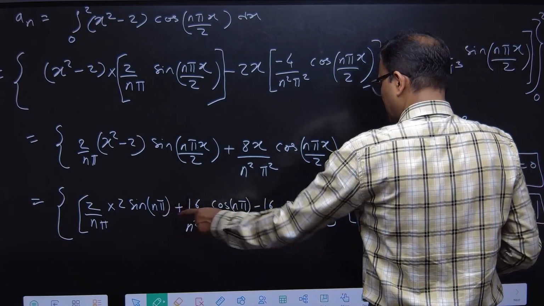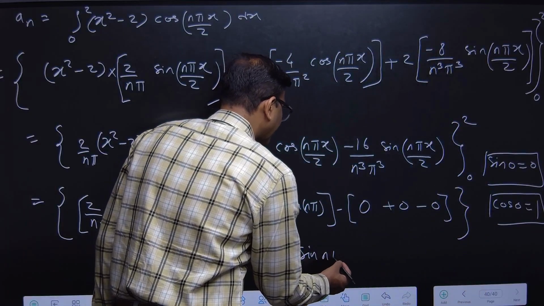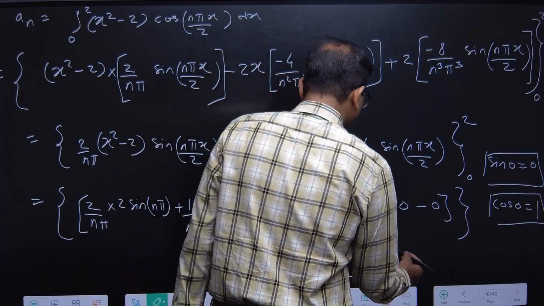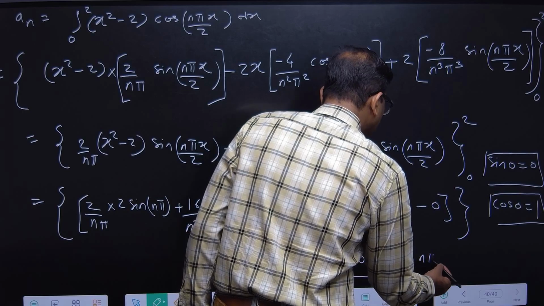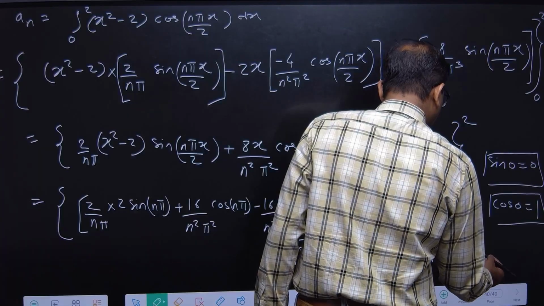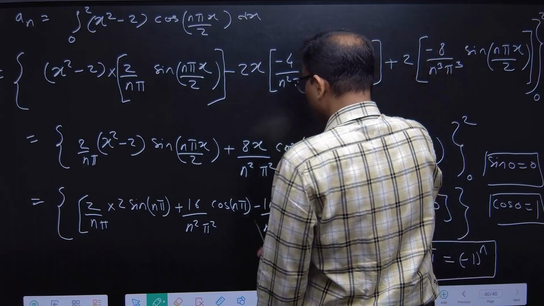These two terms of sine n pi, they will become 0. We know sine n pi is 0. Sine n pi term will become 0. Only cos n pi term is going to exist. Here in this case, cos n pi we know is minus 1 raised to the power n. Remember, cos n pi is minus 1 raised to n. Only cos n pi term is going to exist.